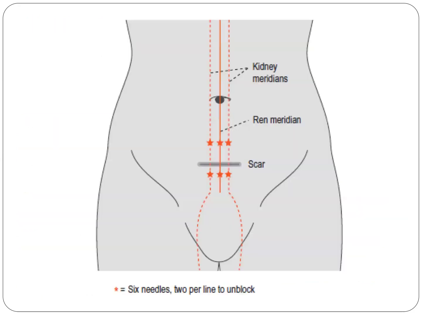Okay, so as illustrated, there is a block here on the scar. Then the acupuncturist used 6 needles, 2 per line, to unblock the scar. Okay.